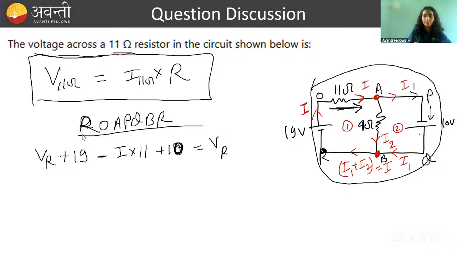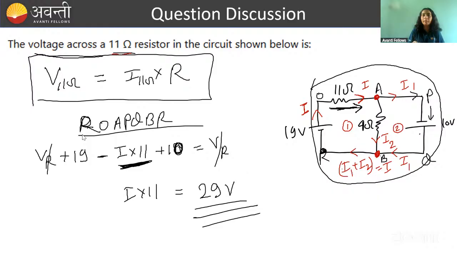So right here, VR. We needed to calculate current through 11 ohm, that is I into R. So I into R we have to calculate, right? So from here, I into 11 is equal to how much? This is equal to 29 volts. So the correct answer will be 29. If you are asked what is the value of current, you can write I equal to 29 by 11 ampere. So I is 29 by 11 ampere.